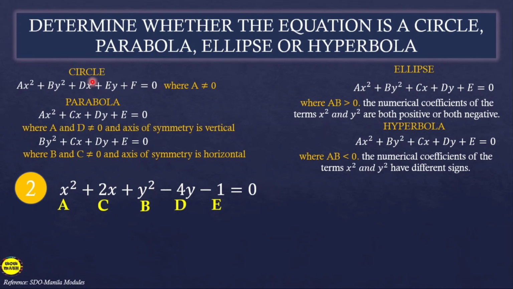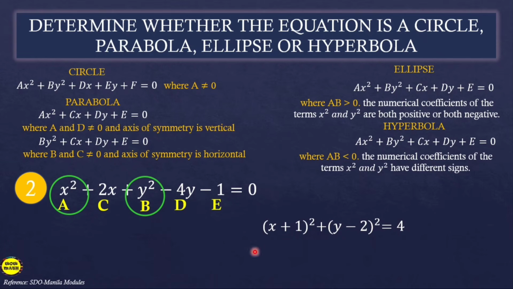Alin yun? Ito yun sa circle. Diba? Yung circle natin. Kasi ang sabi sa circle, yung numerical coefficient daw ng x squared saka y squared ay equal palagi. So yung equation na to ay circle. Okay? And then, kapag transform natin into standard form ito, magiging (x plus 1) squared plus (y minus 2) squared is equal to 4. So ito yung magiging standard form ng equation na to. So again, ito ay halimbawa ng circle. Okay, yung equation na yan is a circle.